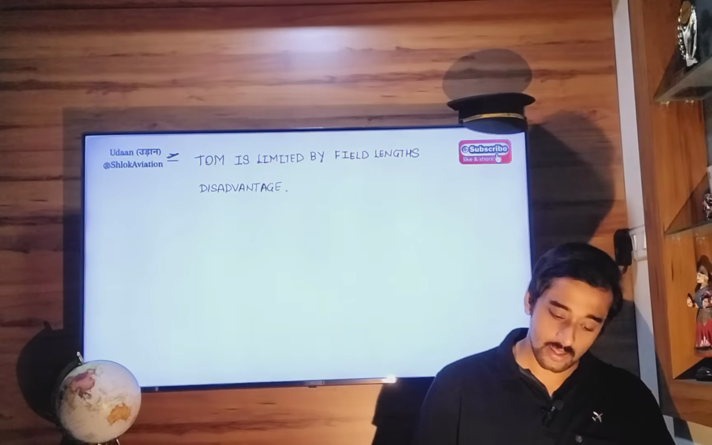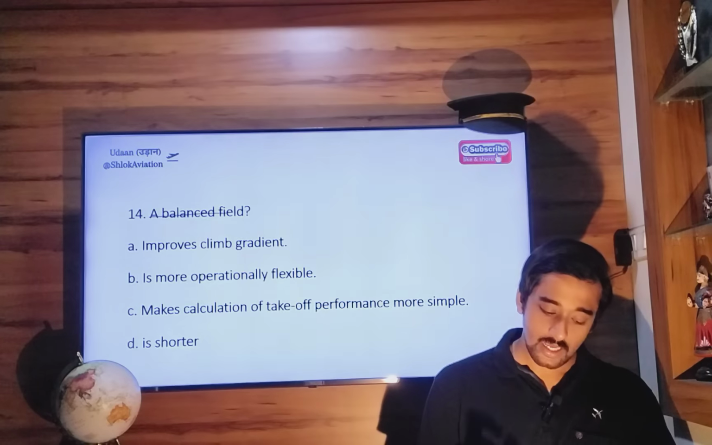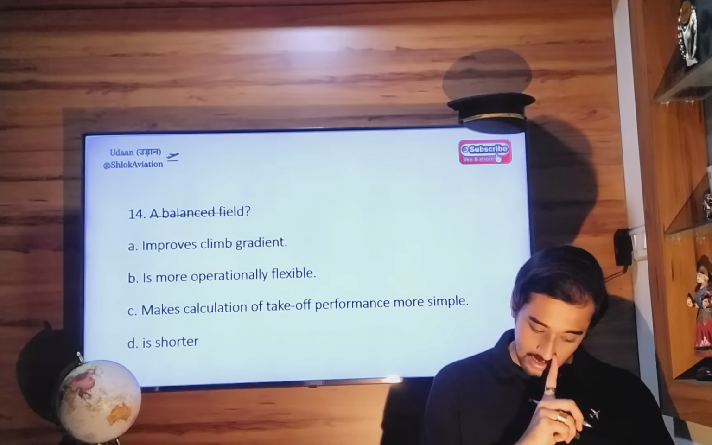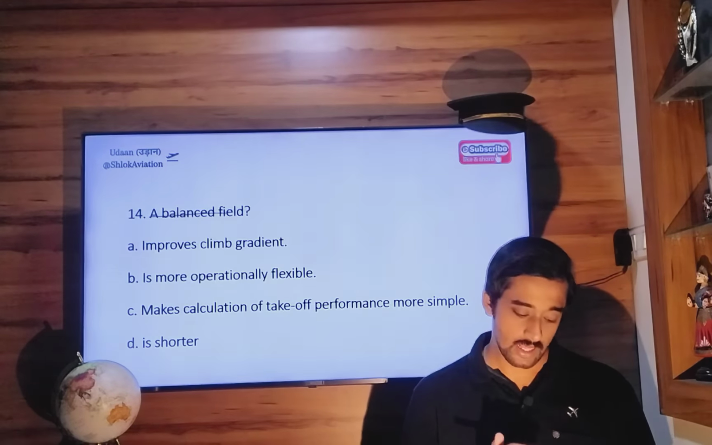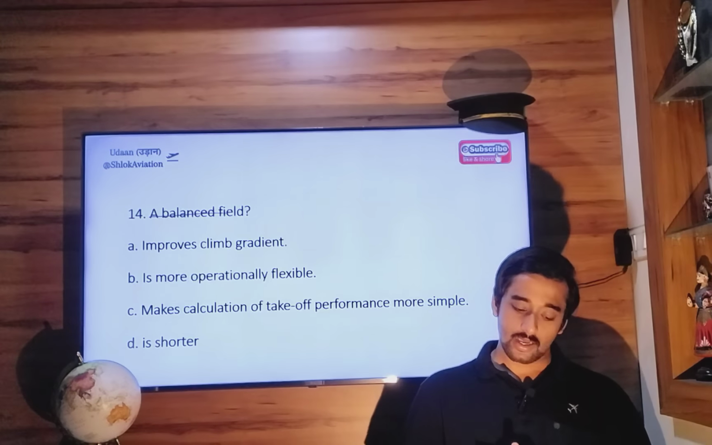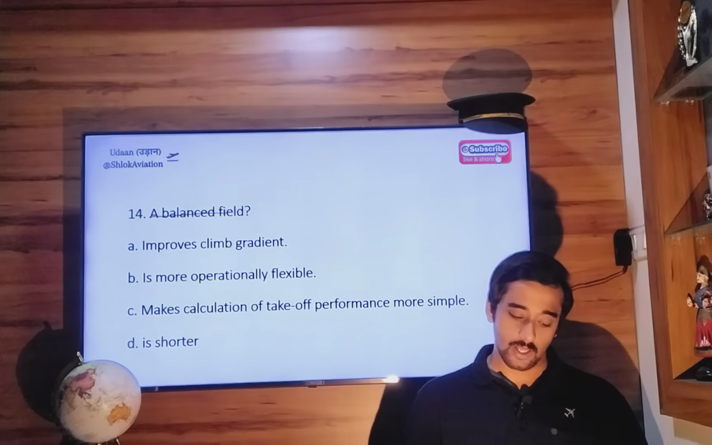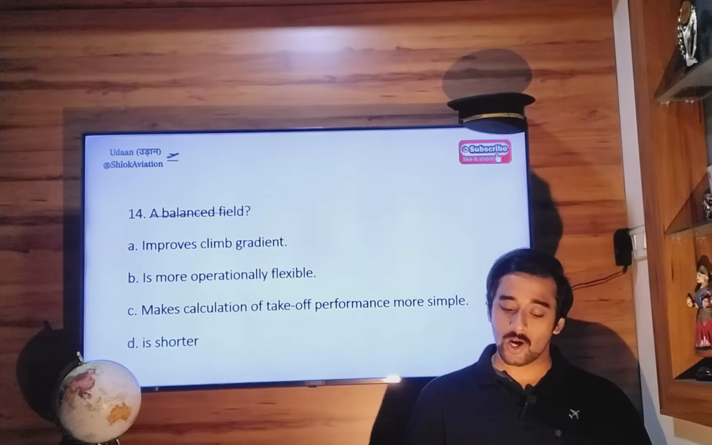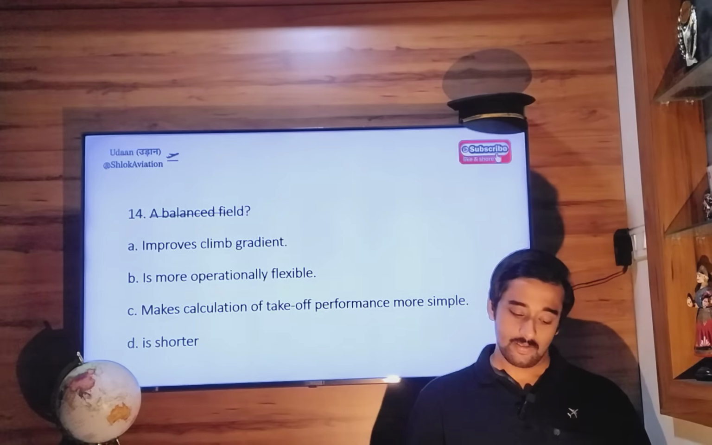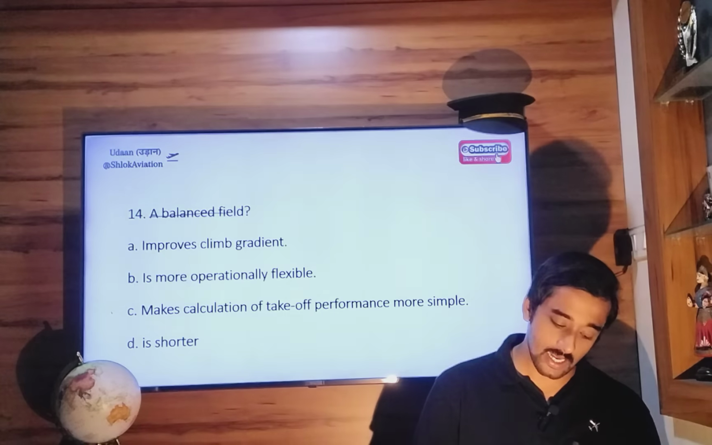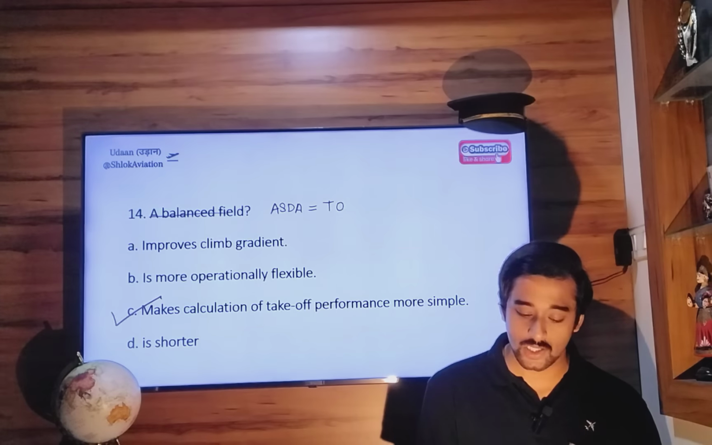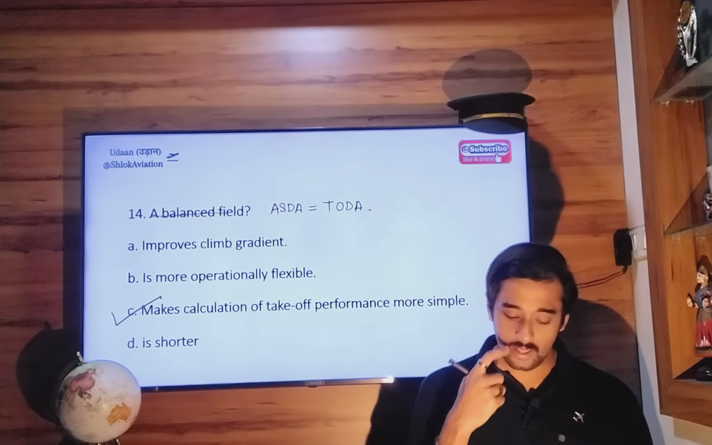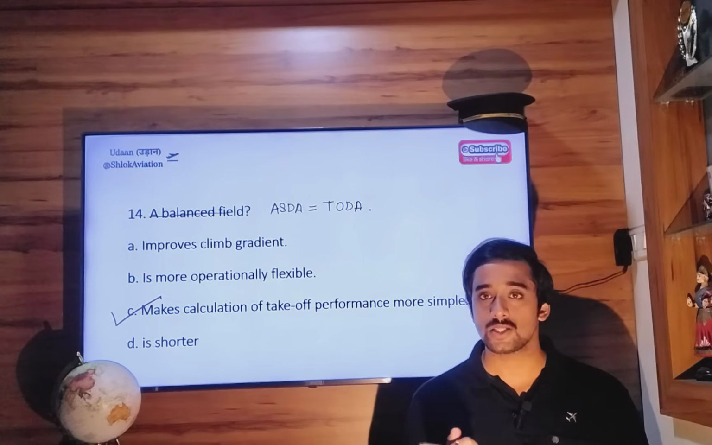Question number 14. A balanced field improves flying gradient. Okay, balanced field means when stopway and clearway lengths are equal. So improves flying gradient, is more operationally flexible, makes calculation of takeoff performance more simple, is shorter. So option Charlie is the right one. A balanced field means accelerate stop distance available equals takeoff distance available.